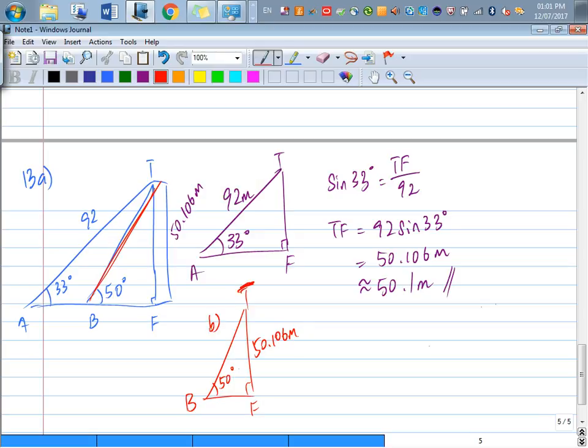To find the length of BT, I need another trigo ratio. So part B, which function should I use? If I want the hypotenuse, I'm given the opposite. Sine? Cosine? Sine. We should be using sine. Sine 50 degrees equals to opposite. Now it is 50.106 over BT. I'll just highlight this, 50.106 from here. So BT is equals to 50.106 over sine 50 degrees.